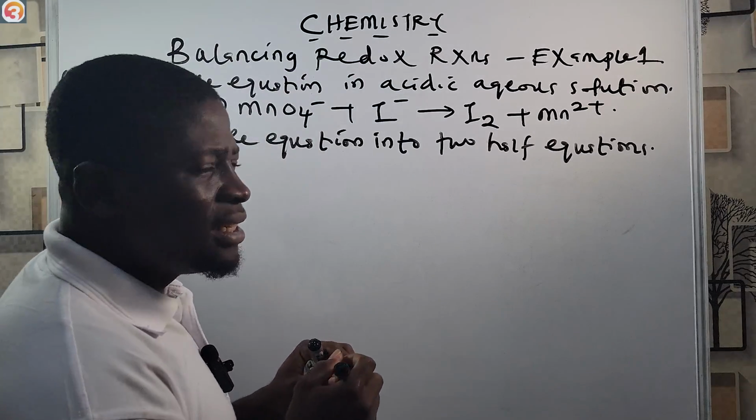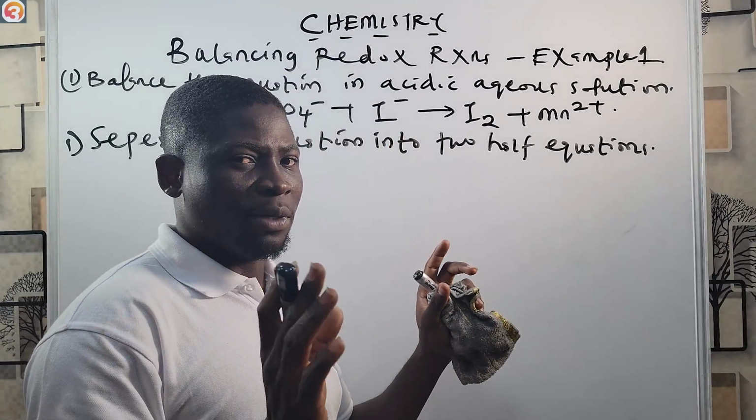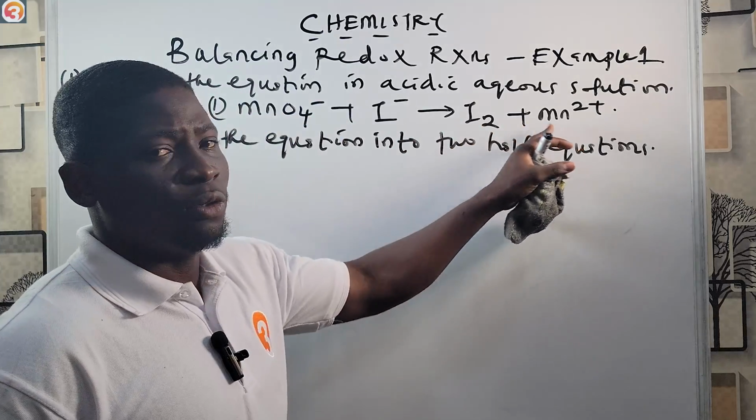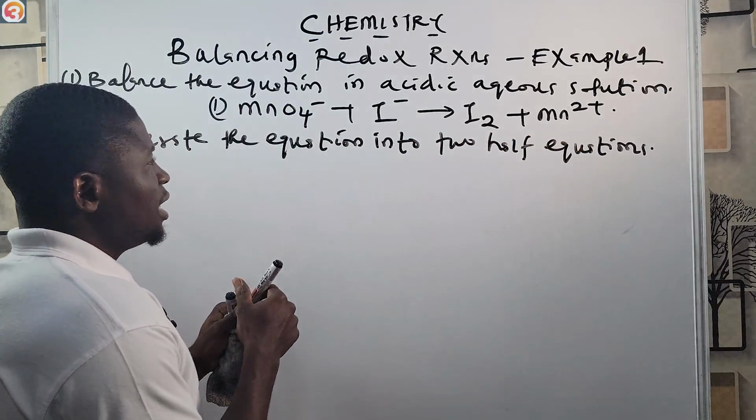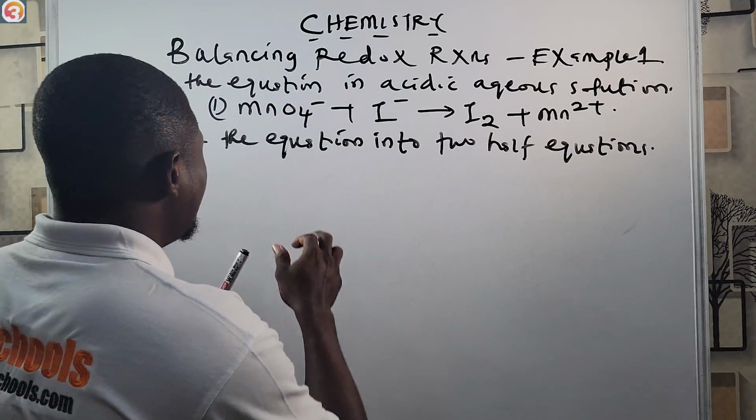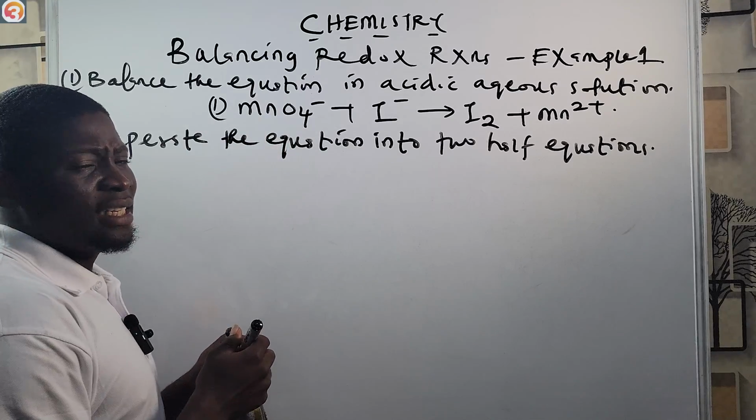Now we have seen that iodine is the oxidized species, but we need to check the other one also, in case there's a misconception with the question. Now, what is the oxidation state of Mn here in this MnO4?